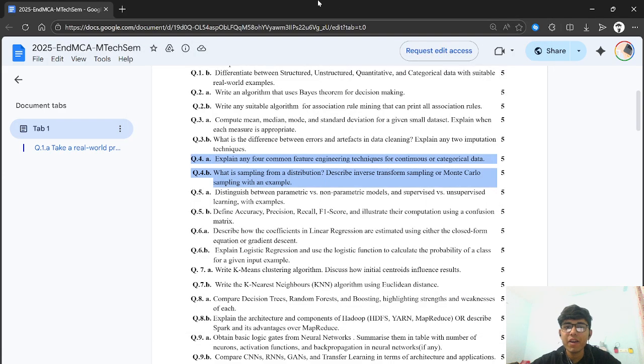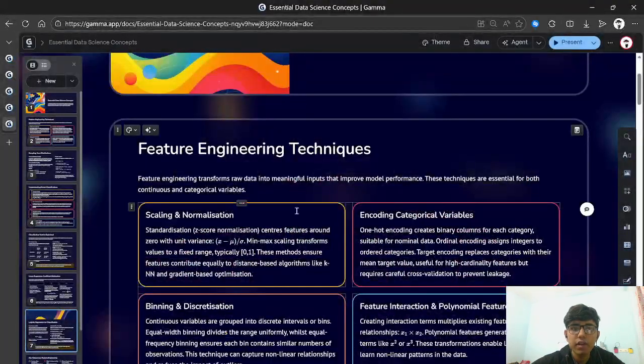Hi, let's begin by solving question number 4 for our NSEM solutions. We shall start with part A. Explain any four common feature engineering techniques for continuous or categorical data. So let's start with that.